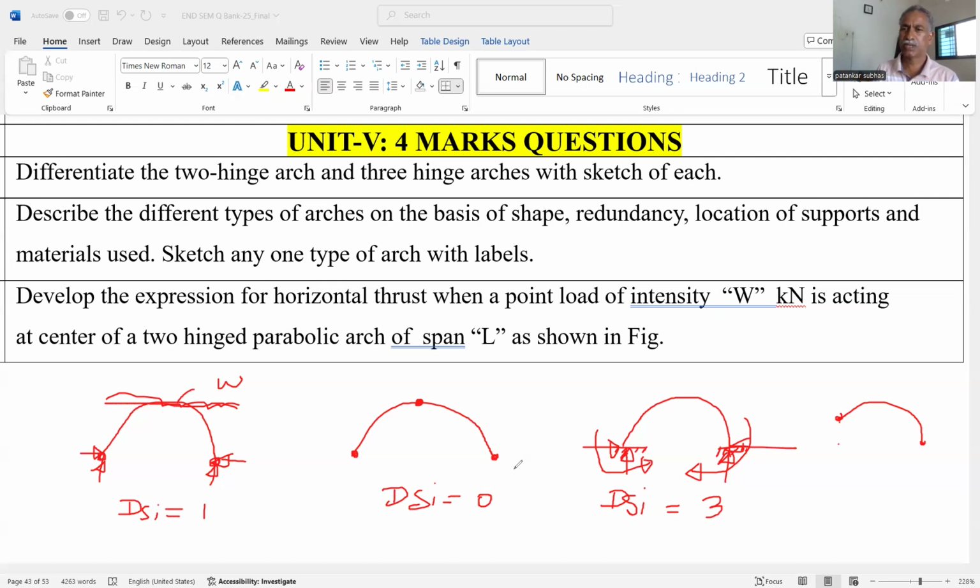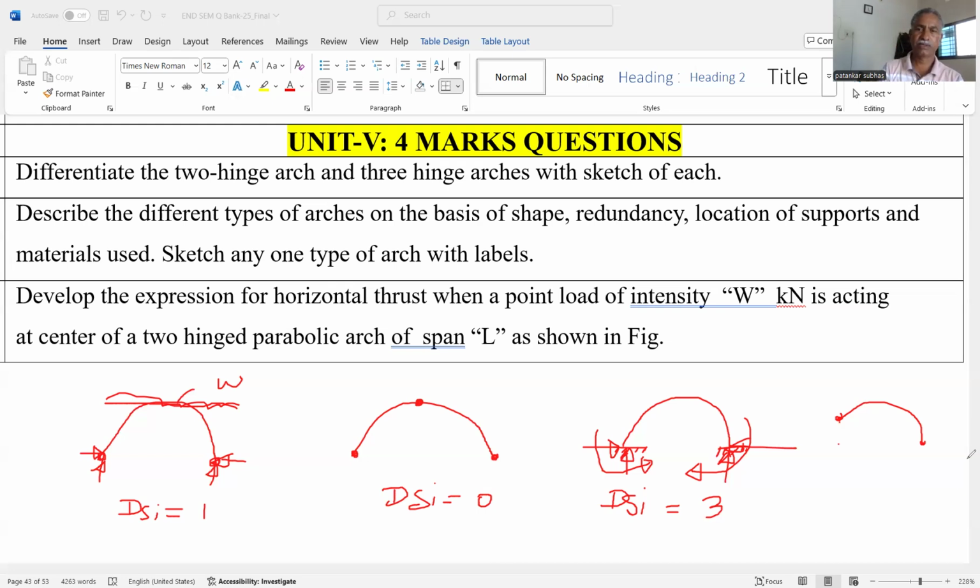On the basis of location, as I already told you, the location of the support may be at different points, maybe at this point, maybe at this point, like this, maybe at the same level, maybe at different levels. On the basis of redundancy, it may be 0, that means determinate, that is 3 hinge arch. Indeterminate may be 2 hinge arch or fixed arch.